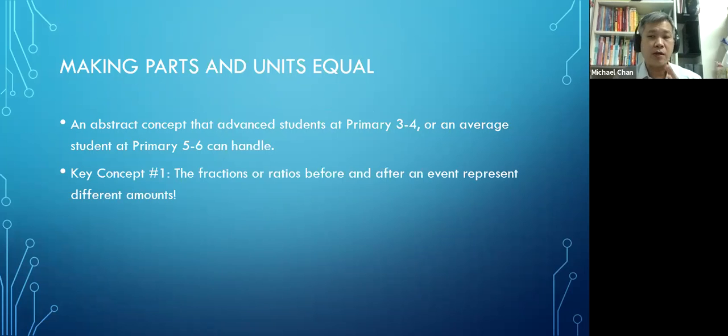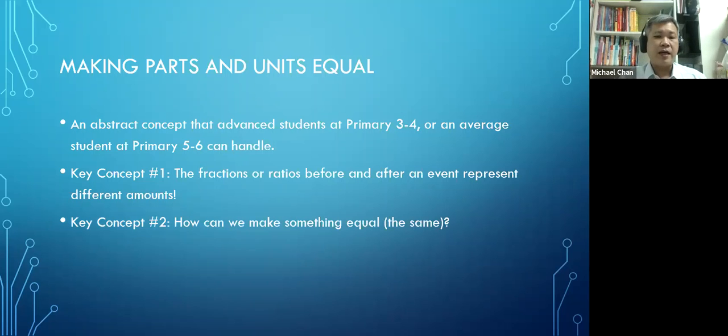So the key concept to take away. Concept number one: fractions or ratios before and after an event represent different amounts. So you cannot just add them or subtract them or do anything to them. They are just different amounts. And the key thing is, how can we make something equal or the same? If we can catch this and make something equal or the same, we can do something about them.